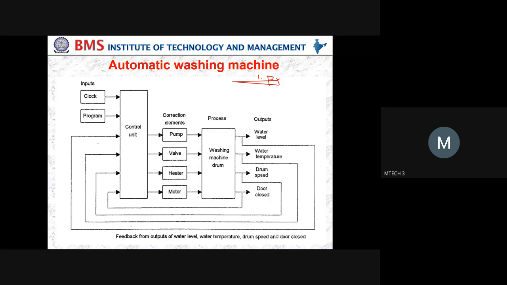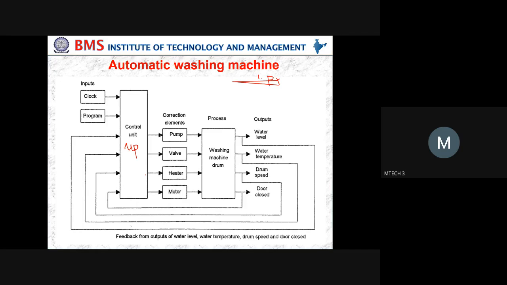Now the control unit is going to say what is to be done. What are the correction elements? What do you mean by correction element? Correction elements are also called? Actuators, sir. Very good. Correction elements are called actuators. What is the control unit here? Microprocessor. The microprocessor is the control. The control unit is the one which controls the program. That is the controller.